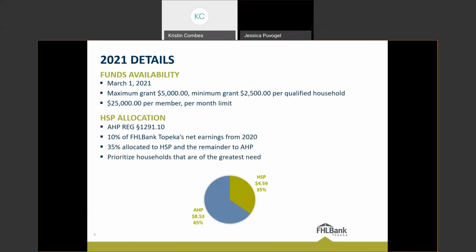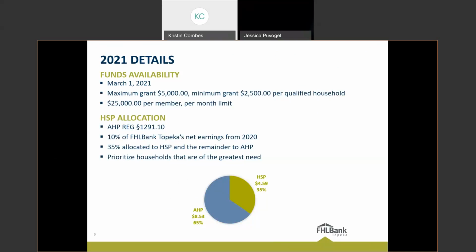A few details about the 2021 HSP. The round opens on March 1st. Just like last year, the maximum grant per household is $5,000 and the minimum is $2,500. The member limit has not changed either. It will remain at $25,000 per member per month.